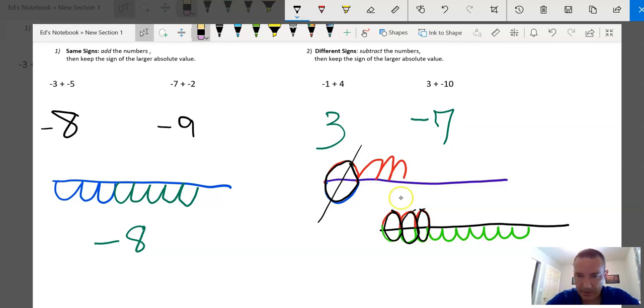All right, so what are they doing? They're canceling out. That's why we're subtracting when the signs are different. But what are we left with? Well, remember the negative 10? It's further away from 0, so we have 1, 2, 3, 4, 5, 6, 7. But they're all negative, so we have negative 7.